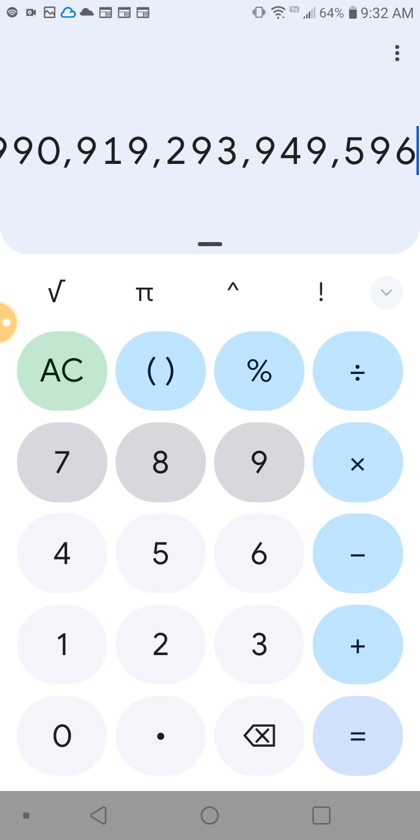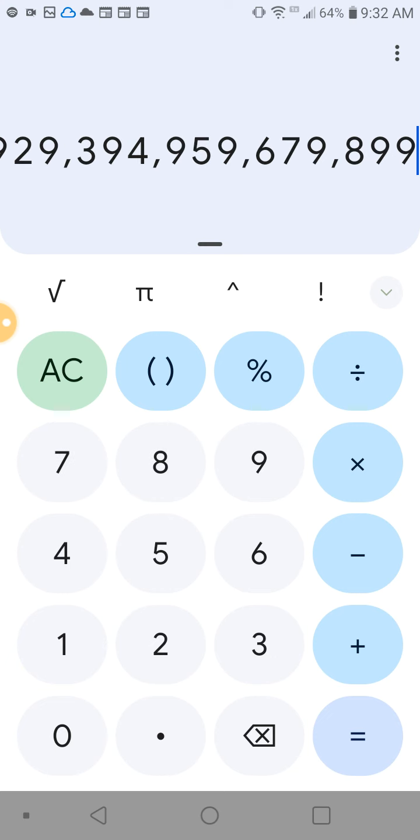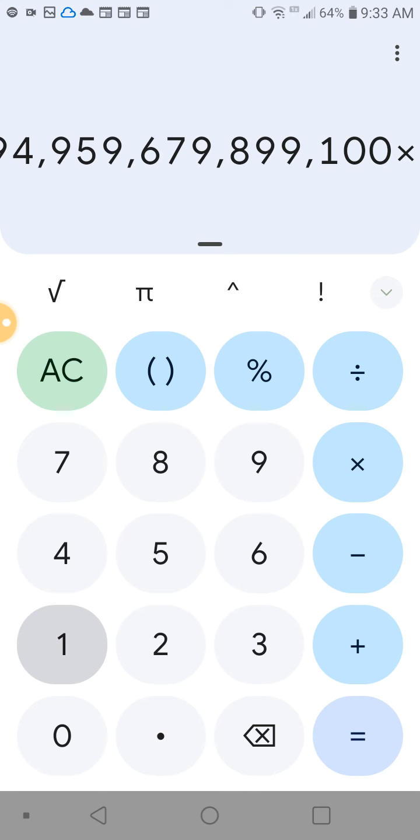91, 92, 93, 94, 95, 96, 97, 98, 99. And guys, this is the last one. 100. We made it to 100, guys. And times by 10. Let's see what it is.